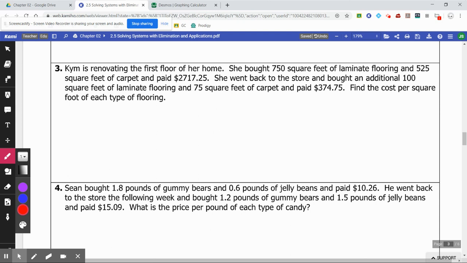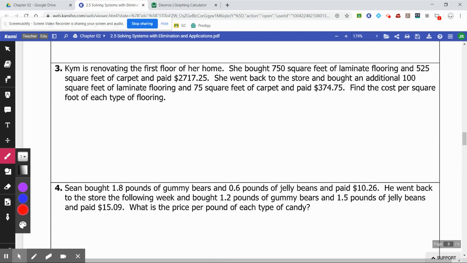Kim is renovating the first floor of her home. She bought 750 square feet of laminate and 525 square feet of carpet for that much. Usually from the first couple of sentences, you can tell what your unknowns are going to be. You don't know how much you pay for laminate. You don't know how much you pay for carpet. So that's probably going to be your unknowns.